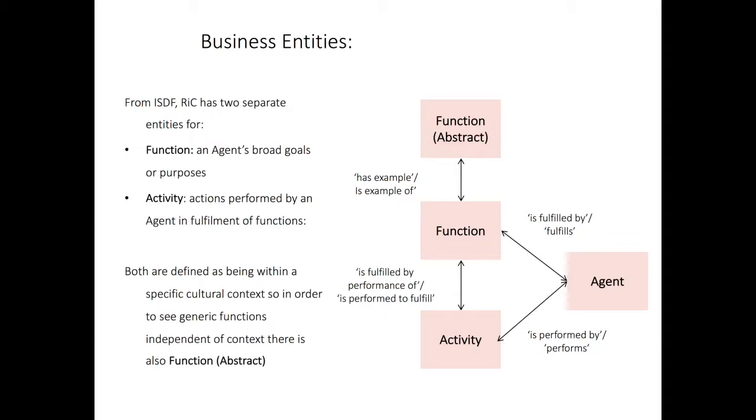As we may, though, want to be able to see how the particular instances of a function relate to each other across the different contexts in which particular agents act, RiC also has a function abstract entity. Yes, I'll say a little bit more about that. So you can see we have the function centrally, and you can see that we have an agent as well, and the functions are being fulfilled by an agent who is then performing particular activities. And so there is a relation between function and activity, so function is fulfilled by the performance of those activities.